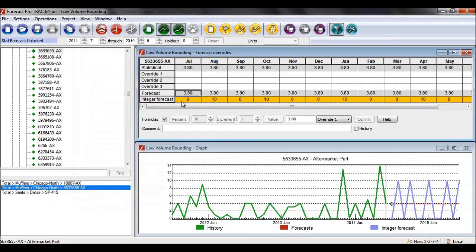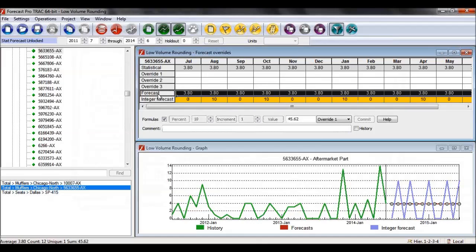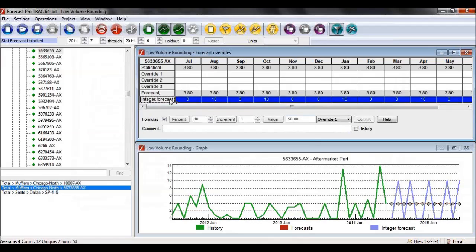However, now with our new integer forecast, we can round it to 10. So whenever we reach 10 units per month, we round up, and every other period we round to 0. And so our total forecast was about 45 units here. Here it's 50 because we're rounding up to the tens, but that's how we could get our cumulative forecast going forward.